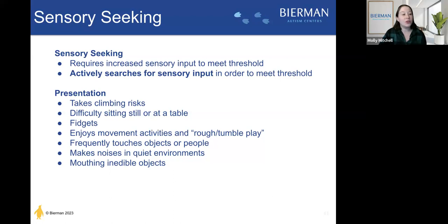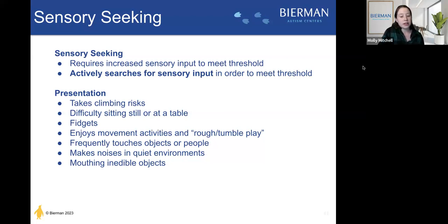Yes. We'll talk about sensory avoiding on the next slide, actually. But yes, sensory avoiding can mean with touch. And when we get to the next slide, I'll get more into it if that's okay, just so that we don't skip around. So right now, this slide is talking about sensory seeking.